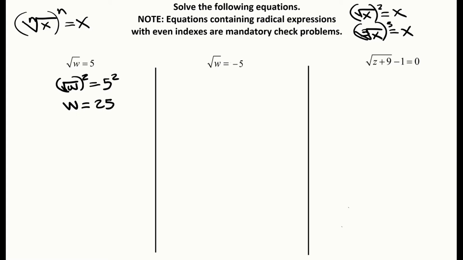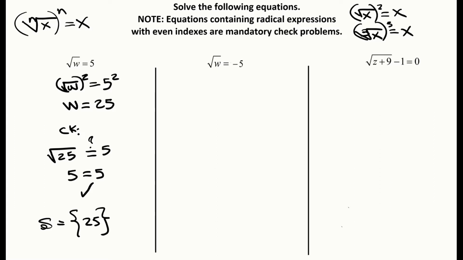That's an even index, so we have to check it. And when we plug in 25, we want to know if the square root of that is going to be 5. And of course, we know that the positive square root of 25 is 5. So we get 5 equals 5, and it checks out. So we can write our solution set, and it's going to contain 25 in it.